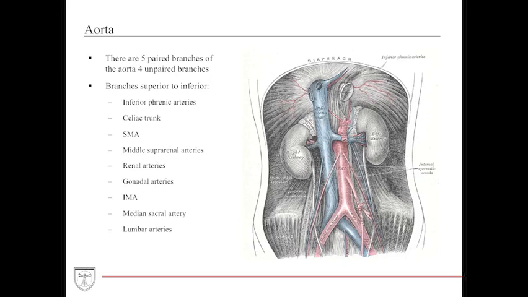The branches from superior to inferior off of the abdominal aorta: inferior phrenic arteries, which supply blood to the diaphragm. You have the celiac trunk, which provides blood to all of the foregut. The superior mesenteric artery, which provides it to the midgut. The middle suprarenal arteries, which is one of the 3 arteries that provide blood to the adrenal glands. The renal arteries, which provide blood to the kidneys. Gonadals, which descend a very long distance, all the way to the testicles and ovaries. And then you also have the IMA, which provides blood to the hindgut. The medial sacral artery, which provides blood to the pelvic region as well as the sacrum, the bone itself. And then the lumbar arteries, which provide blood to the abdominal anterior wall musculature.